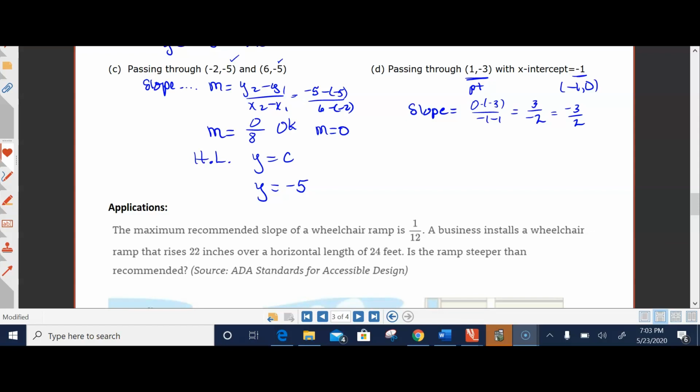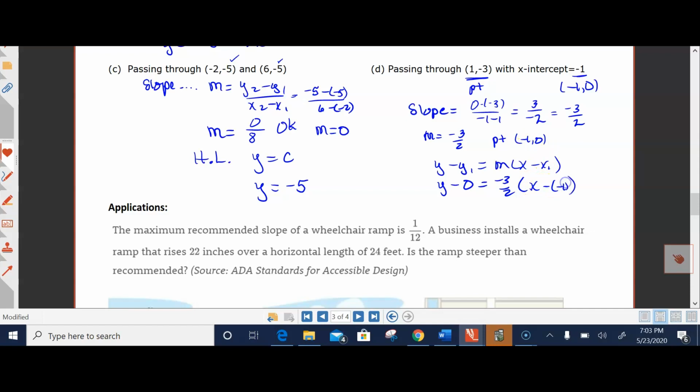So now what can I do to find the equation? Well, let's see. I have a slope, -3/2, and I have a point. And I can choose either one of these 2 points to complete my equation. I'm going to go ahead and use the (-1, 0). So let's go y minus y1 equal m times x minus x1. So I end up with y minus 0 equal to my slope, -3/2 times x minus a -1.